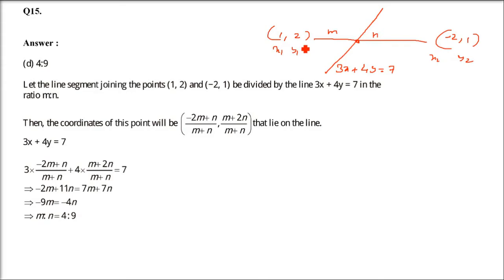m x2 plus n x1 by m plus n is the x coordinate, and m into 1 plus n into 2 by m plus n is the y point. This is the point I am talking about. Now this point is lying on 3x plus 4y equals 7 because this is the intersection point. This will lie on both the lines. So just take these 2 points and put it in this equation 3x plus 4y equals 7. So just solve it for m and n. You will get m is to n as 4 is to 9. 4 is to 9 is the answer going to come.